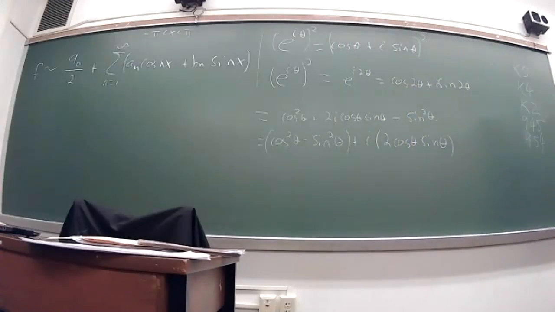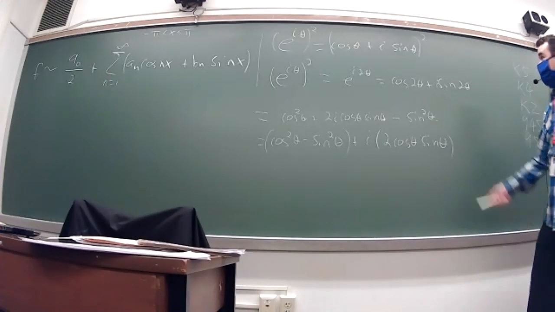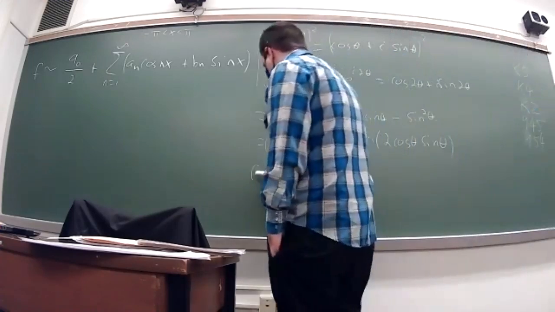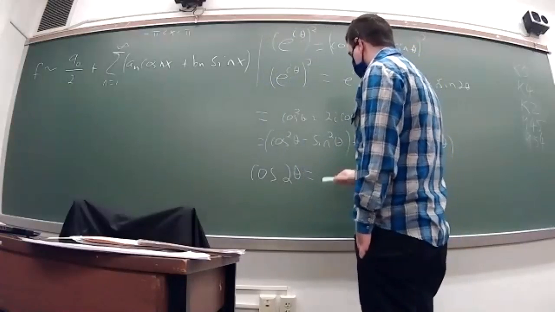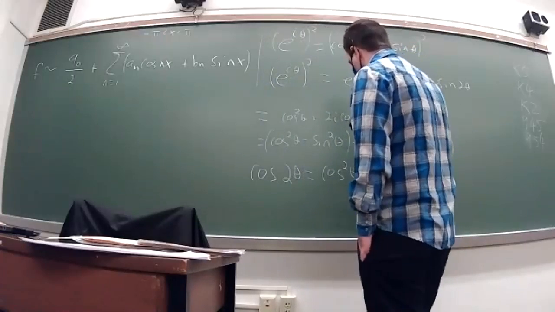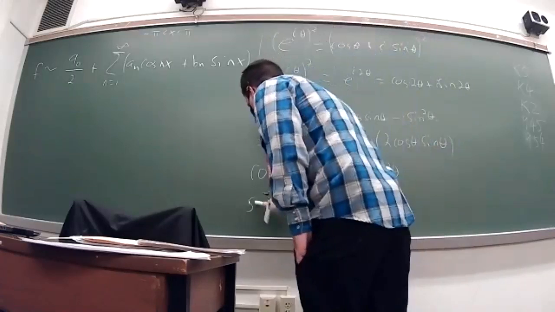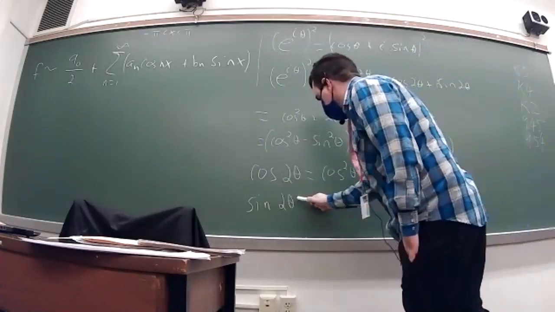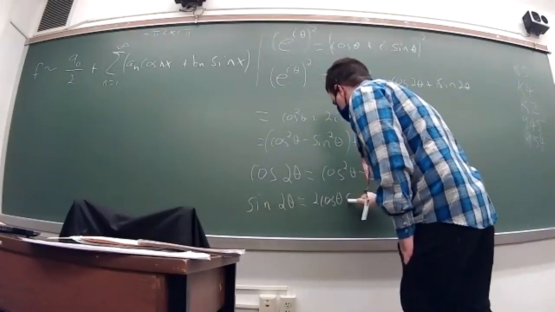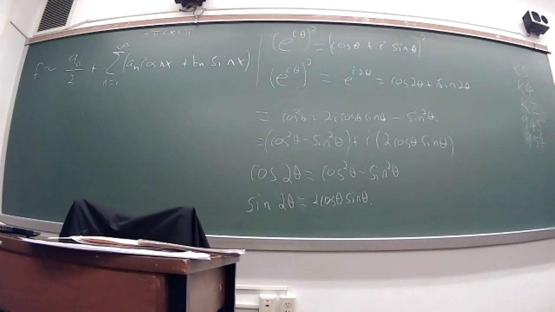times sine theta. So evidently, if two complex numbers are the same, then their real and imaginary parts must be the same. So this tells you automatically, unless we did some algebra mistake, that cosine 2 theta is equal to cosine squared theta minus sine squared theta. And it tells you that sine 2 theta is equal to 2 cosine theta sine theta. So I think that's really kind of neat.